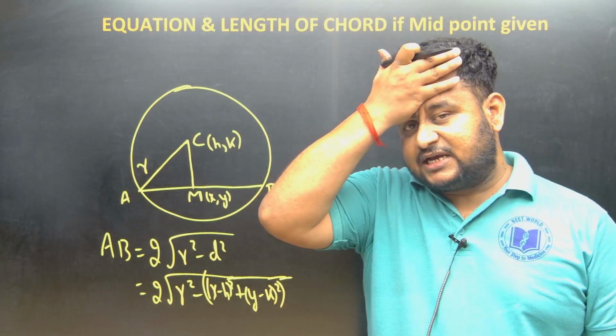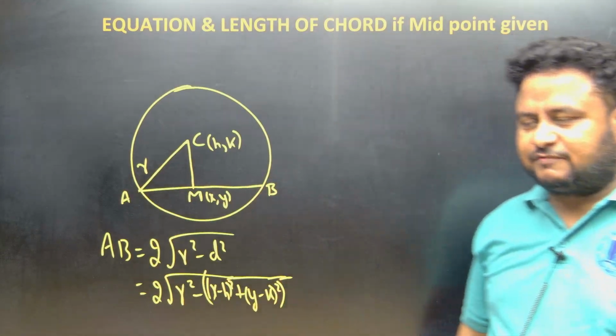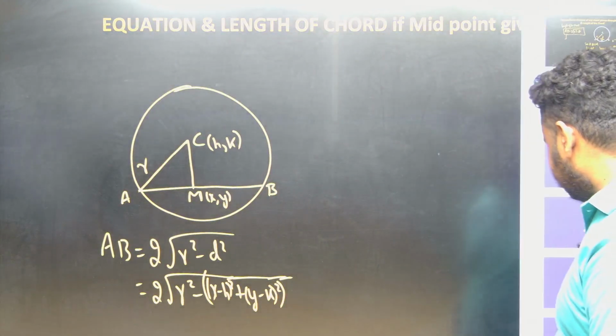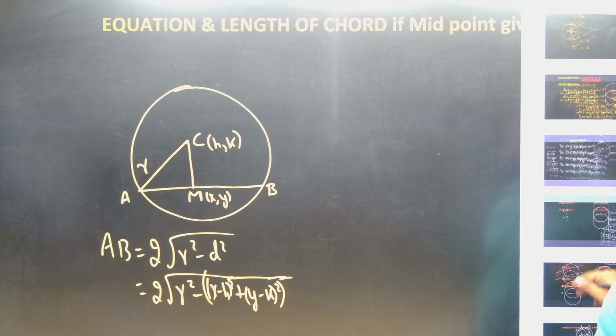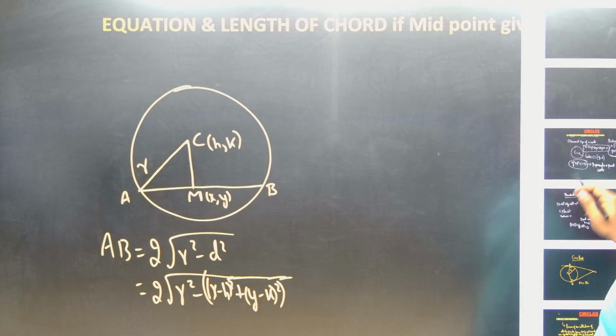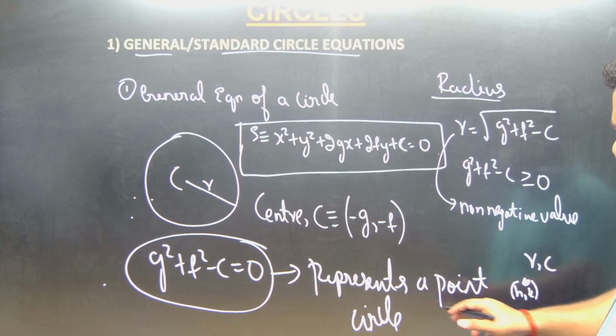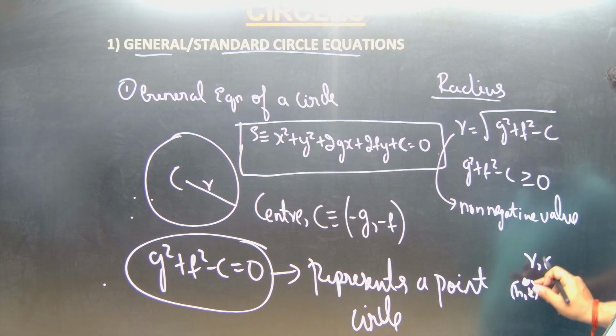We studied the standard equation of the circle, that is (x − h)² + (y − k)² = r², and the radius, I told you, is the square root of g² + f² − c, which should be greater than or equal to 0. If it is equal to 0, it represents a point circle, that is center (h, k) and radius will be 0.